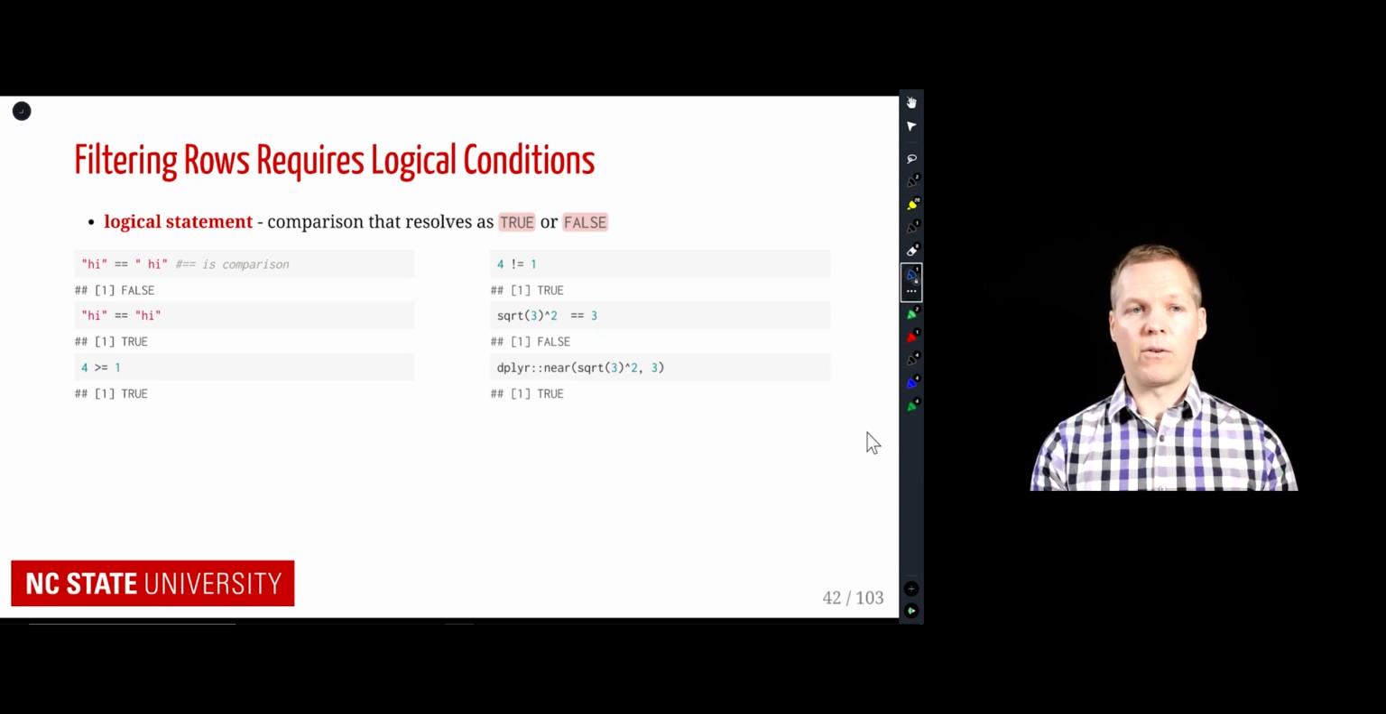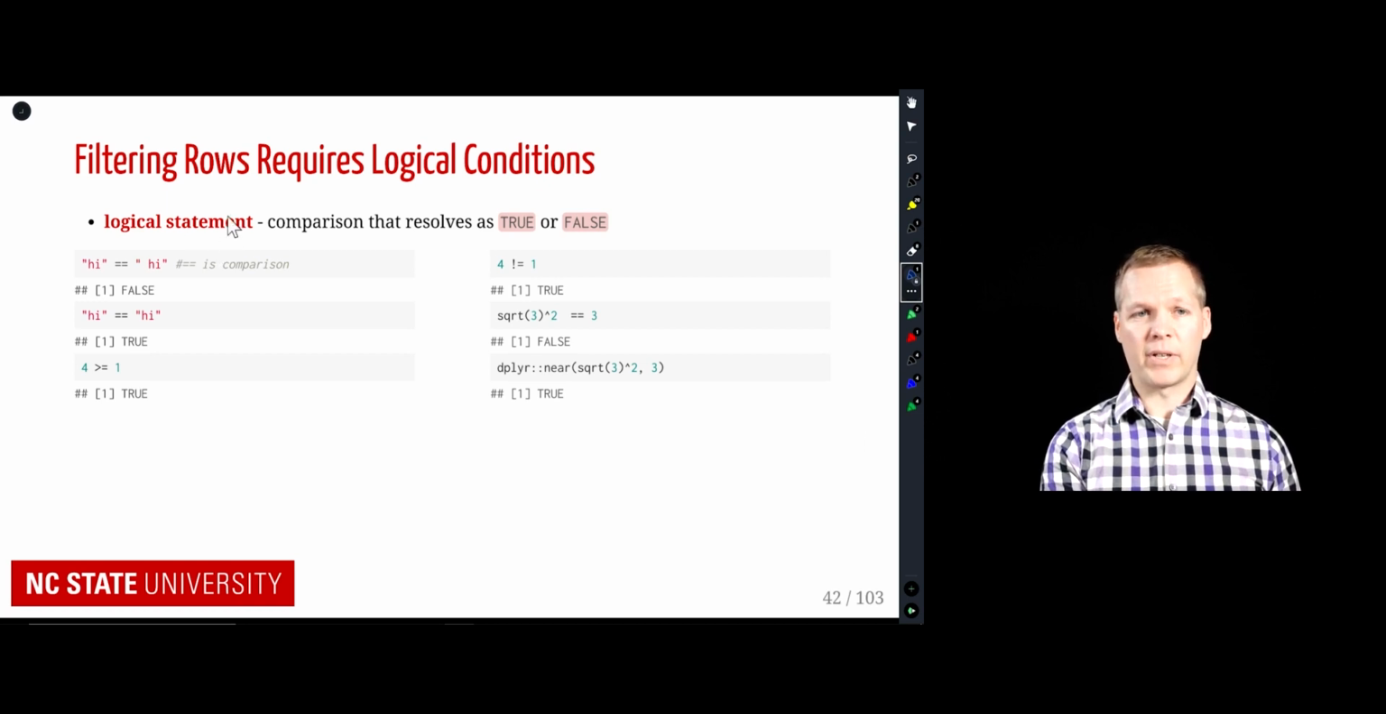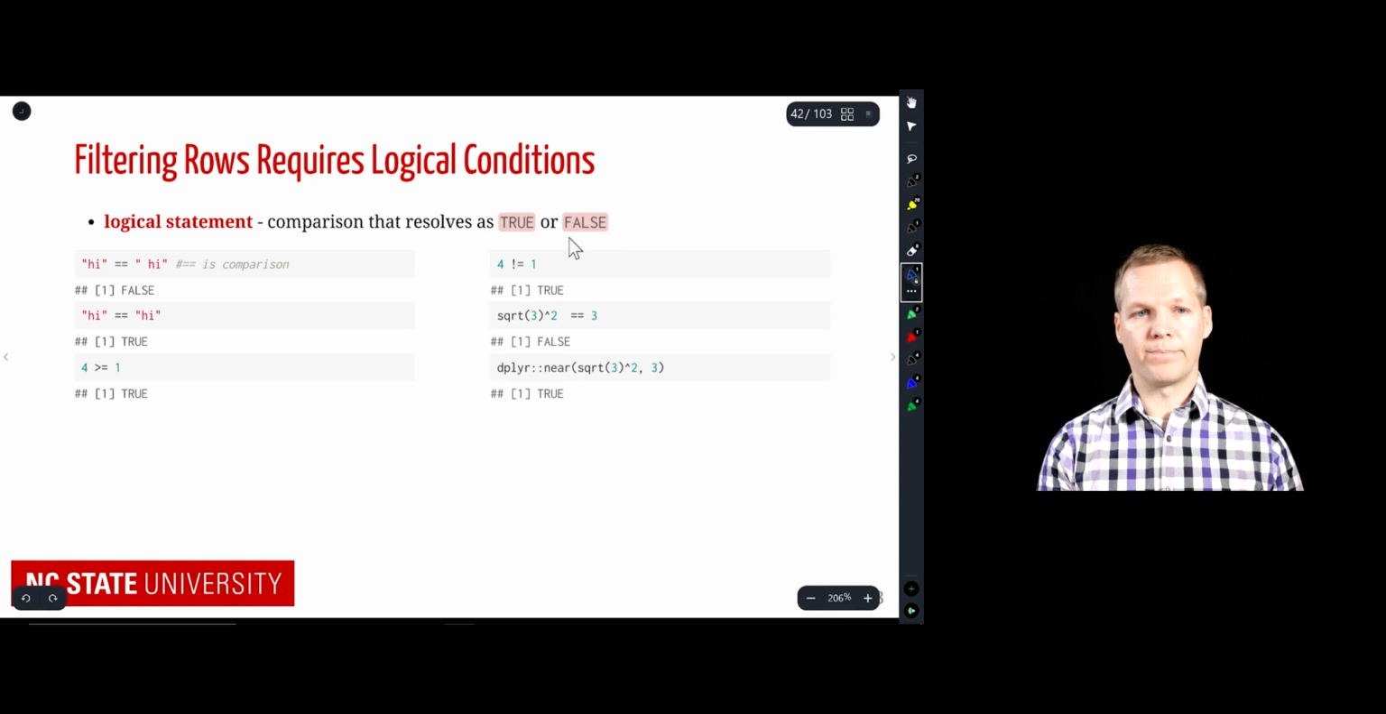So we need to tell R how to meet these conditions. So we need to understand how R does logical comparisons. A logical statement, we've sort of mentioned these once or twice, but we haven't really gotten into them. A logical statement is something that returns a true or a false. So again, true and false are special things in R, representing a true and a false value.